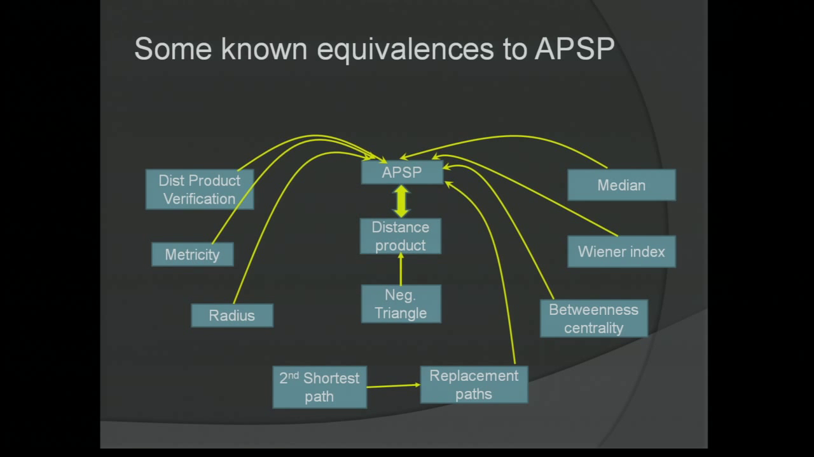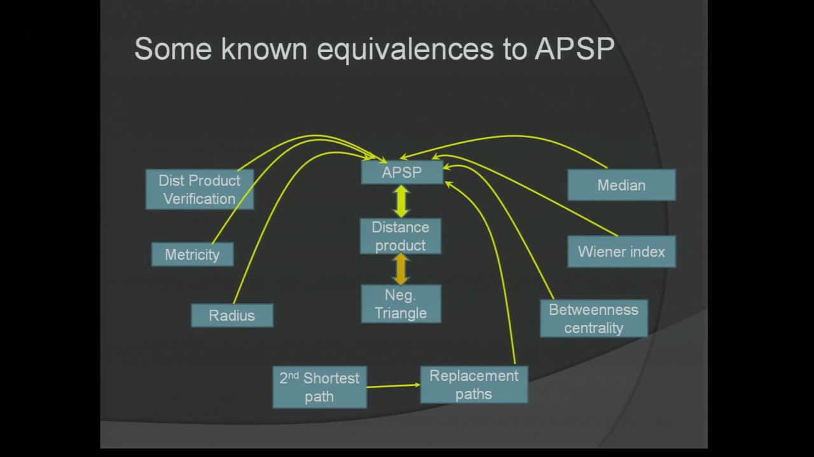So how did we show equivalences? Well, we showed a reduction in the opposite direction between this problem, which I haven't defined yet, and distance product. So this problem is actually a very, very simple problem. You're given a graph, and it has edge weights. And you want to find three vertices that are all connected to each other, so a triangle, and the sum of the edge weights has to be negative. And it's a decision problem: does such an object exist or not?